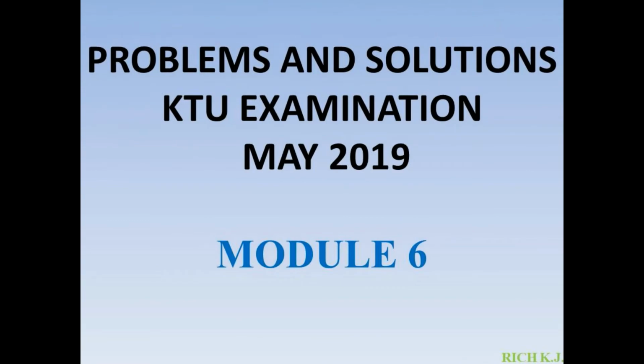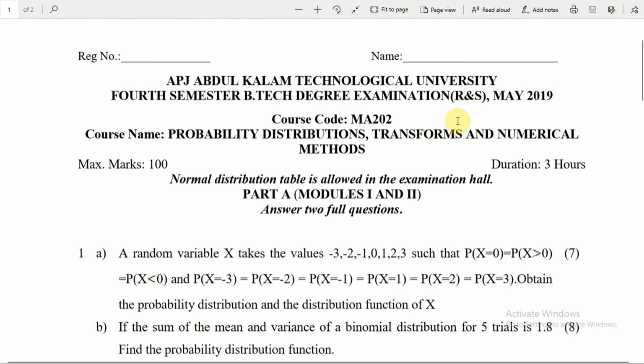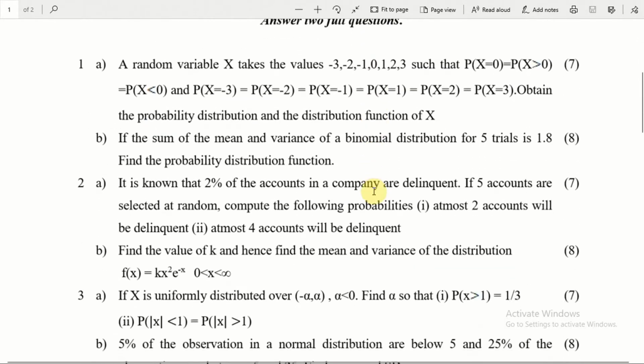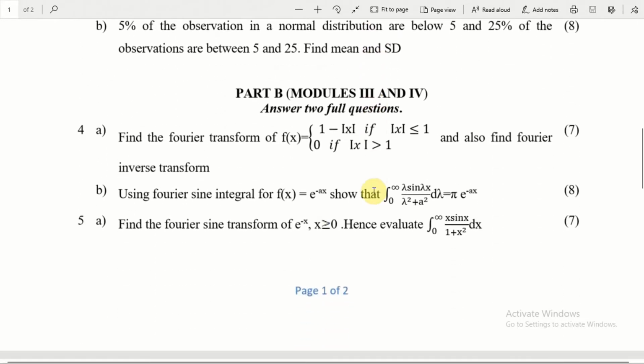In this video lecture, we will discuss Problems and Solutions of Module 6 that came in the S4 KTU University Examination, May 2019. This is the May 2019 KTU question paper. When you go through this question paper, you will see the questions of Module 6 in the section Part C.